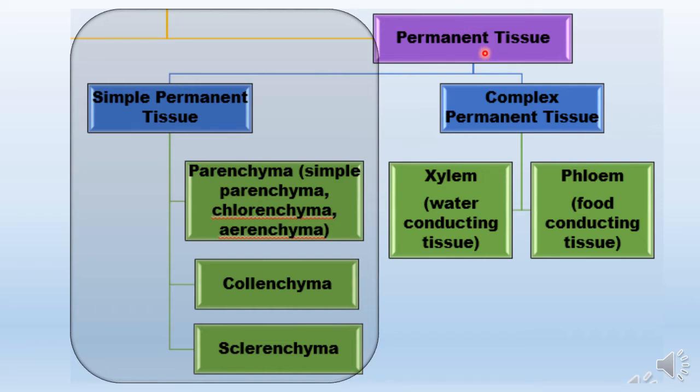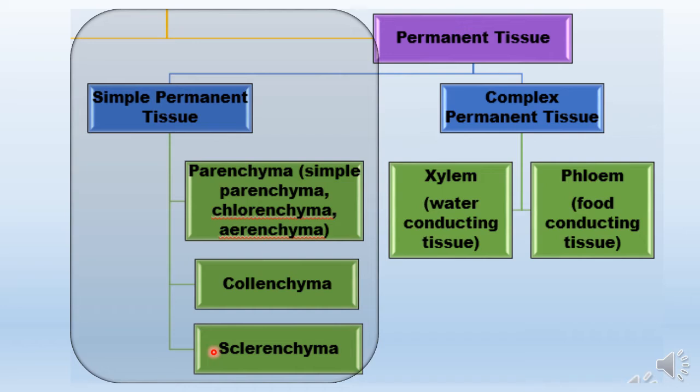So if all the constituent cells of permanent tissue are of similar type, then we call it simple permanent tissue. So here simple means that all the cells of this kind of permanent tissue will be similar in their structure and of course their function, because they are part of a tissue. So simple permanent tissue, children, is of three main types in plants: parenchyma, collenchyma and sclerenchyma.